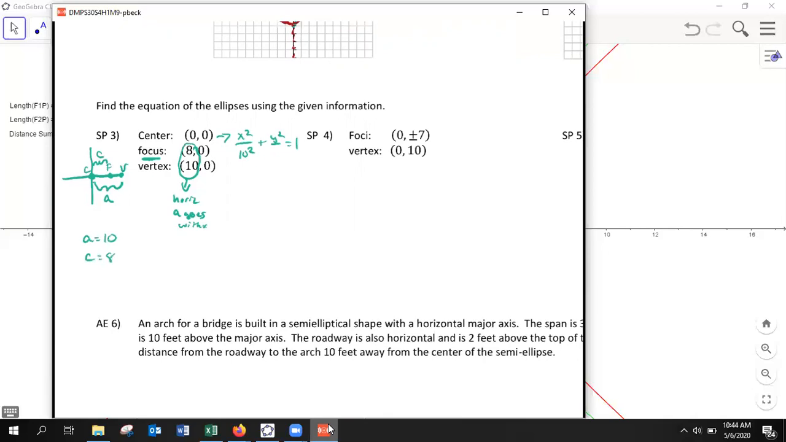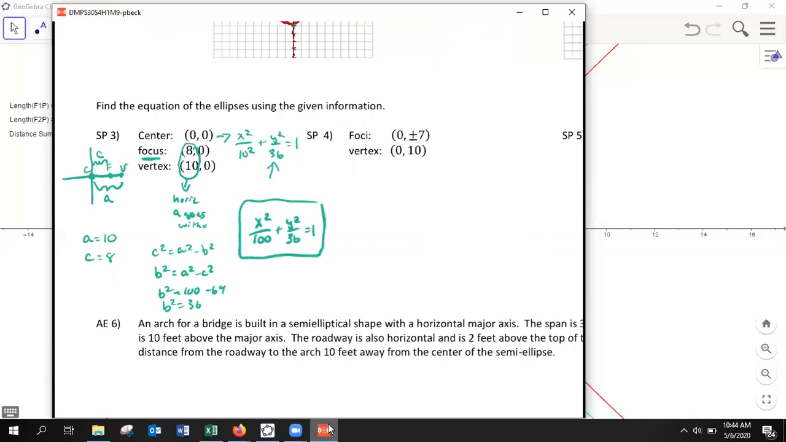So how do we figure out what goes underneath the y squared? Well, we know that C squared equals A squared minus B squared. So our goal is to find B now. Rewriting it, B squared will be A squared minus C squared. So B squared is 100 minus 64, which is 36. And really, I want to know what that B squared is anyway, so we could write 36. So x squared over 100 plus y squared over 36 will equal 1. And then that is my equation.